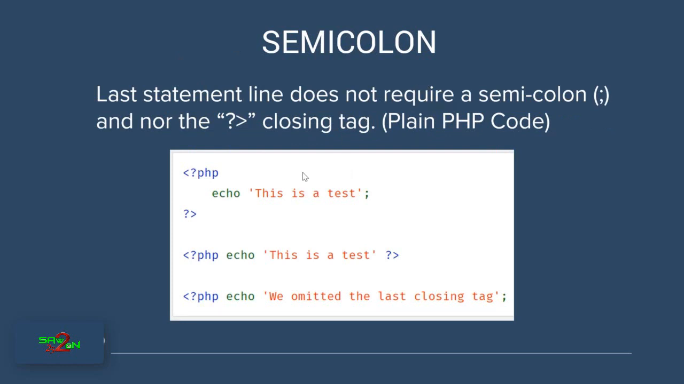Then for the semicolons, there are different combinations available. I want you to have a look at it. The first one has a semicolon, the second one doesn't have a semicolon, and the last one doesn't have the question mark greater than symbol. The reason is that the last statement line does not require a semicolon, nor the question mark greater than closing tag. You don't need that closing tag if it's plain PHP code, meaning there is no other source code on that page. You can leave out the question mark and greater than symbol.